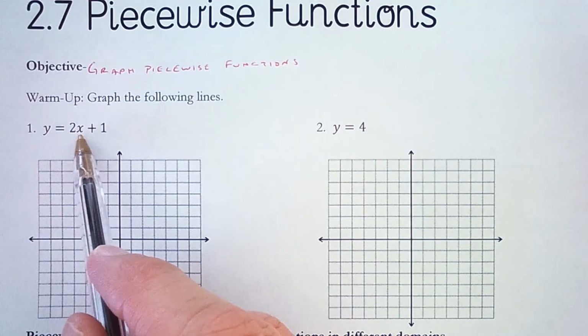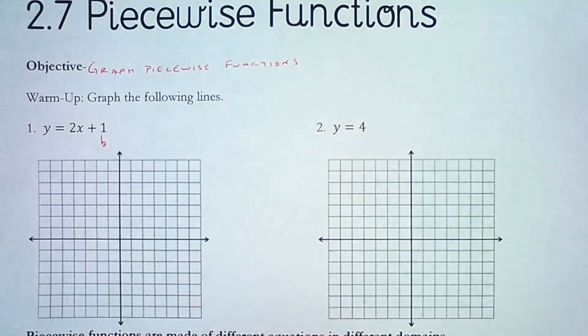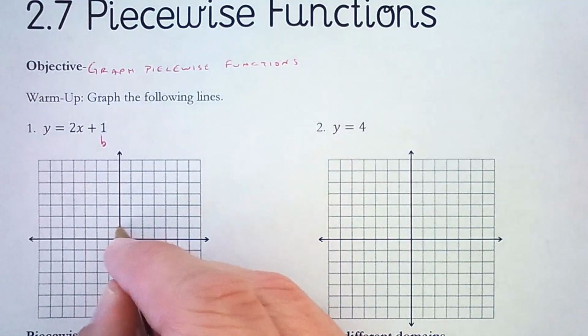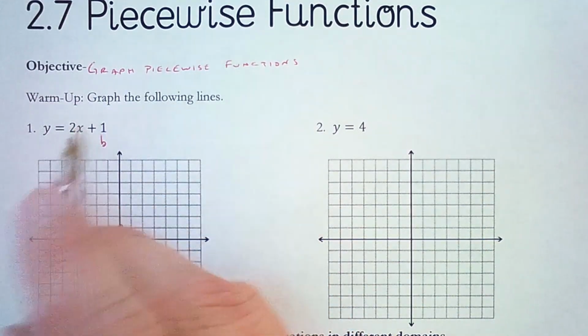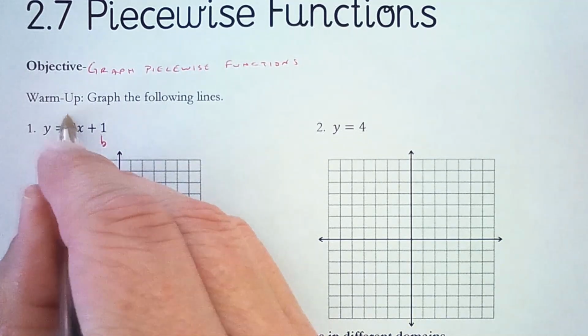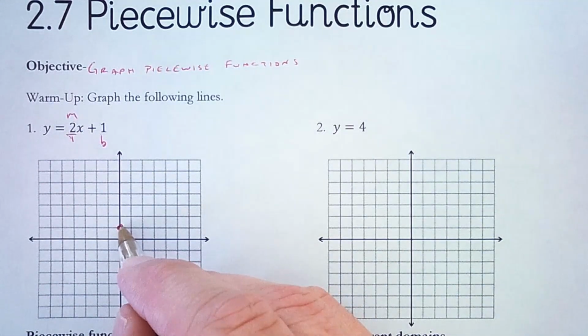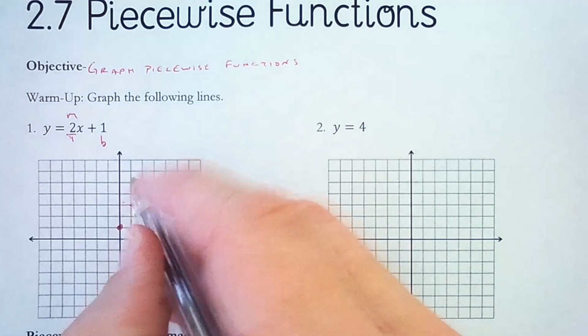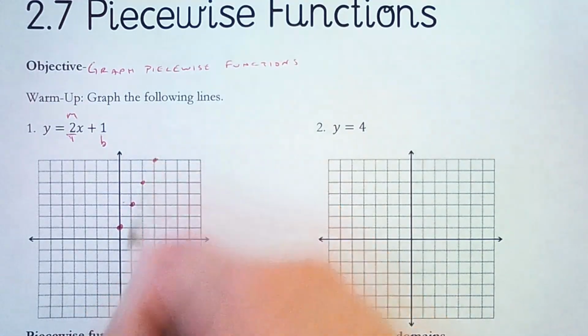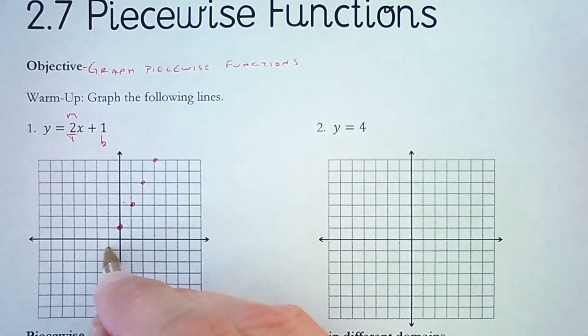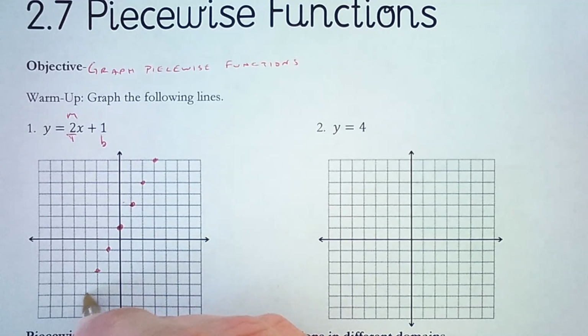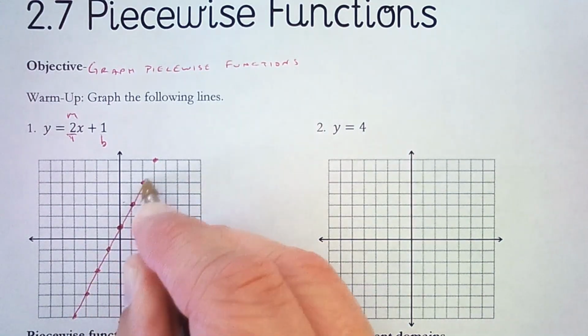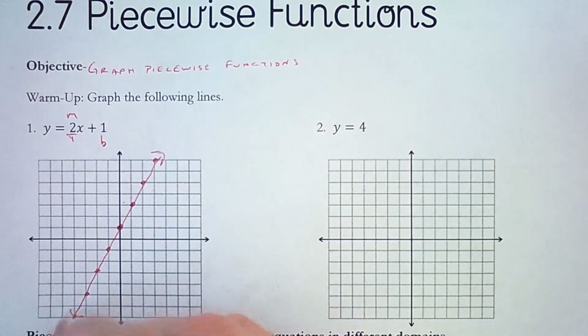So this line right here has a y-intercept of 1, and it has a slope of 2, or 2 over 1, so that's m, the slope. It's got a rise of 2 and a run of 1, so it's up 2 and right 1, and down 2 and left 1 to keep that same slope all the way through the graph, and there is our line.